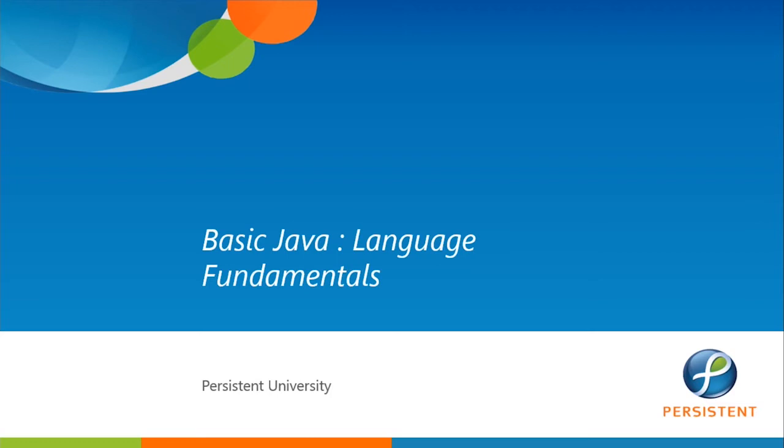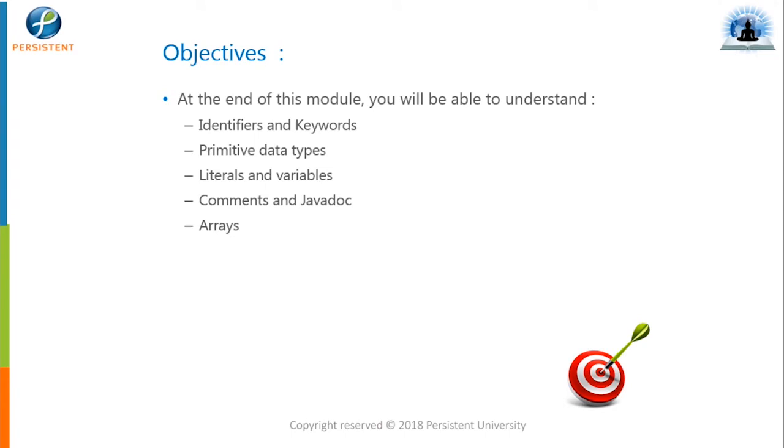Okay guys, so we are done with the basics of Java as such. Now let's understand some basic Java, that is some of the language fundamentals which we need to understand. That is, what do you mean by identifiers, what do you mean by keywords, what do you mean by data type, what do you mean by literals. So this is very important to understand.